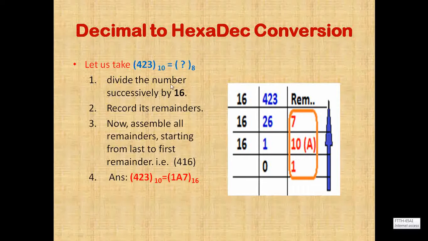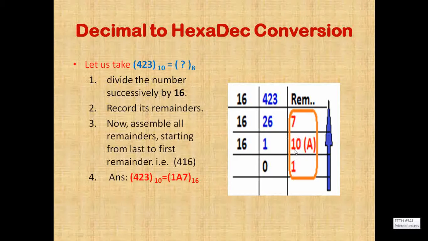So in this example, suppose we have to convert 423 base 10 into base 16. By mistake here it is written base 8, but you should read it as base 16. So we'll use the repeated division method, and this time we'll divide the number by 16. So divide this 423 by 16, we get 26 as quotient and 7 as remainder. Again we divide 26, this quotient, by 16, we get 1 as quotient and remainder as 10.